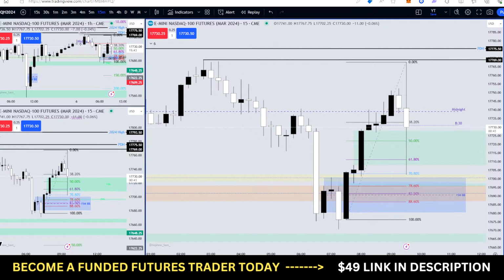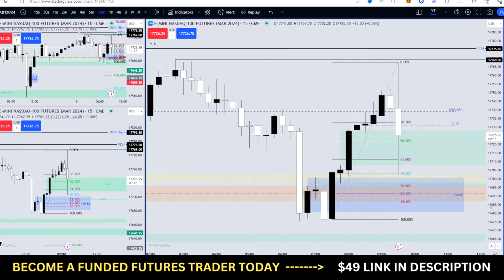Okay. So a 30-point rejection so far from that low created on the 15-minute candle.